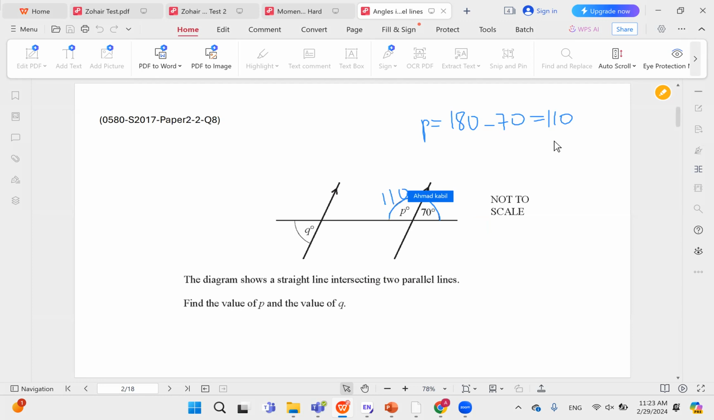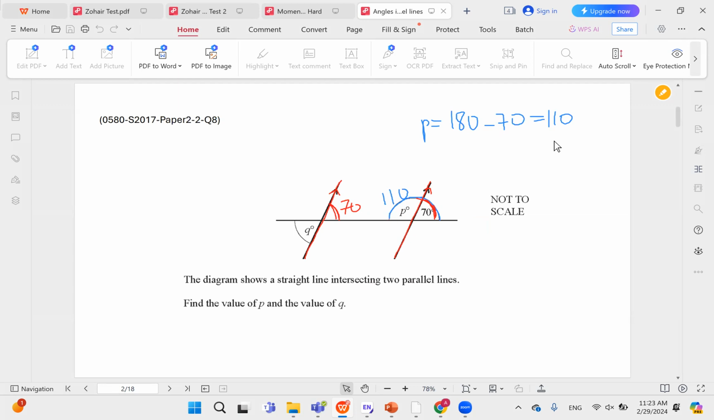Now, to get Q, we need to exploit properties of parallel lines. So these two lines here are parallel, and therefore this angle 70 is equal to this angle here. So this angle is 70 as well, because these are corresponding angles.